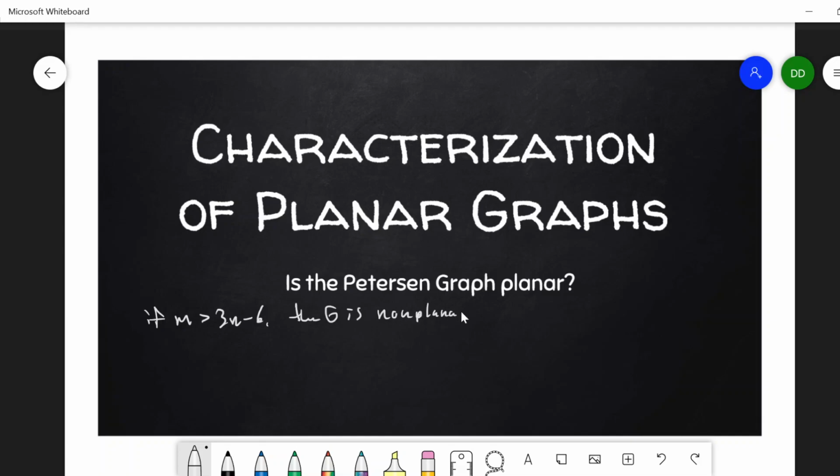So we have a sufficient condition, a test to see if a graph is non-planar. But as we know, for example, K33 does not meet this condition, and yet it's still non-planar. So this is not both a necessary and sufficient condition to be non-planar. We can think of it as a test to be non-planar, but we don't have a test to be planar.